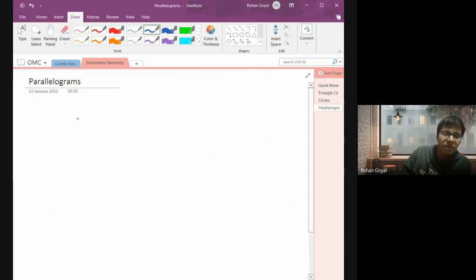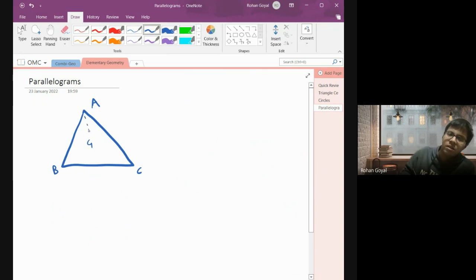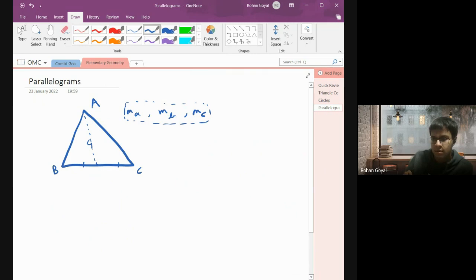All right. So I have a triangle with area 4. Now if I consider this line, let's call it MA, the median, and similarly I consider MB, and I consider MC, and I construct the triangle with these as the sides. Can you find the area of the triangle with these three as the sides?